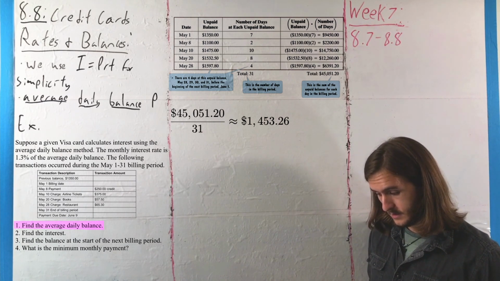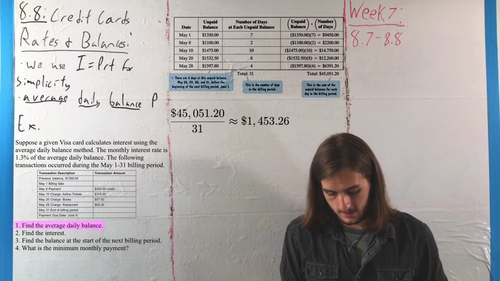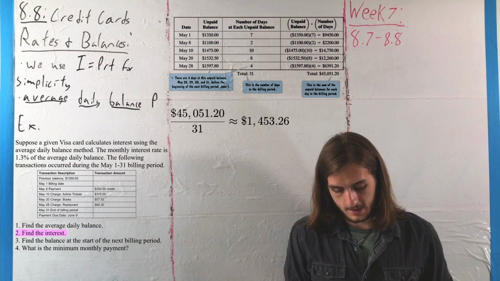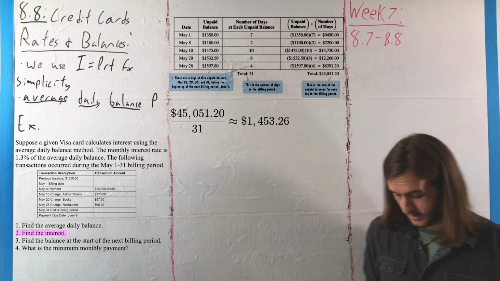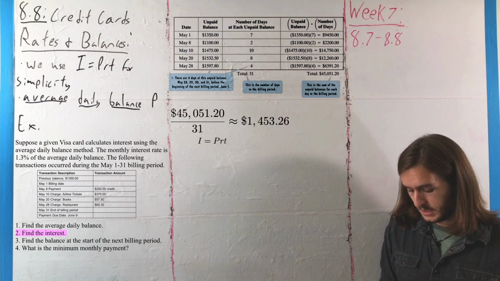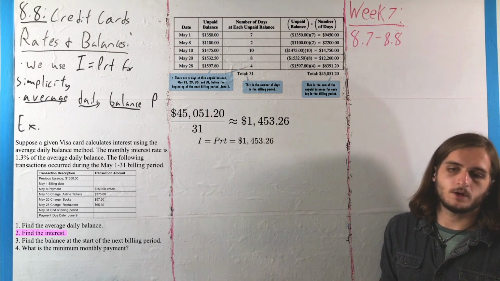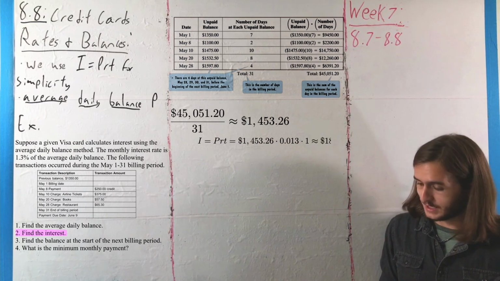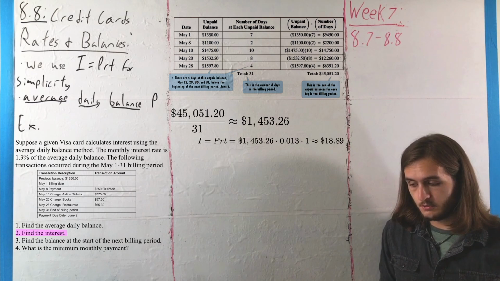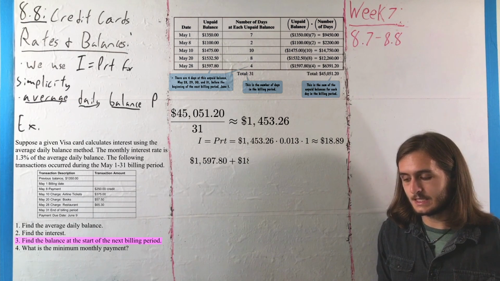So if we want to get the value there for the interest, because at this point we've only found the average daily balance of $1,453, we then use the interest formula I equals PRT. So we have that 1453.26, multiply it by the interest rate of 0.013 for 1.3%, and you get the interest would be $18.89.